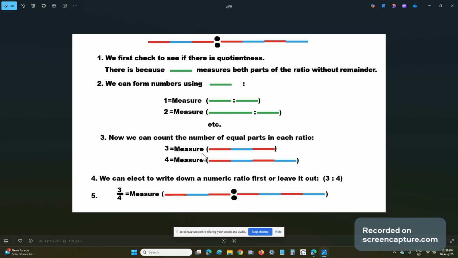How, you ask? Very easy. We just take the measure of this ratio. Now, there are 2 ways to do it. We can just write down the measure like this, as you see in step 5, or we can write it out numerically as a ratio. 3:4. That is not a fraction or a number. Now, 3/4, or 3 divided by 4, which is 3/4, is equal to the measure of this ratio. Right? Does that make sense?